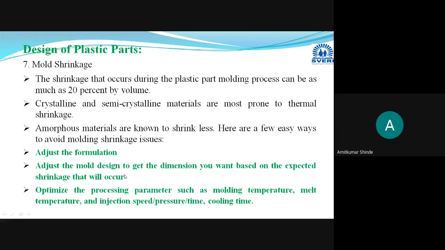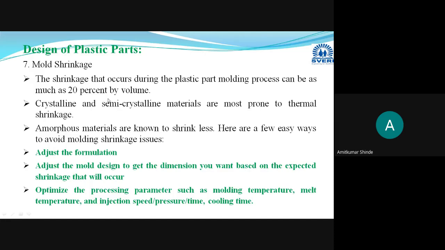Then the design of the mold should be done in such a way that you consider some percentage, suppose some 10% shrinkage will occur. According to that only, you have to design the mold, and you have to choose the proper processing parameters so that the shrinkage will be less. Those parameters may be your molding temperature, melt temperature, or parameters related to your process, like pressure or process time or speed or cooling time.